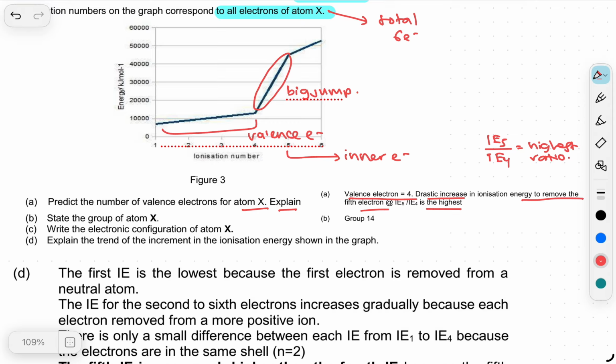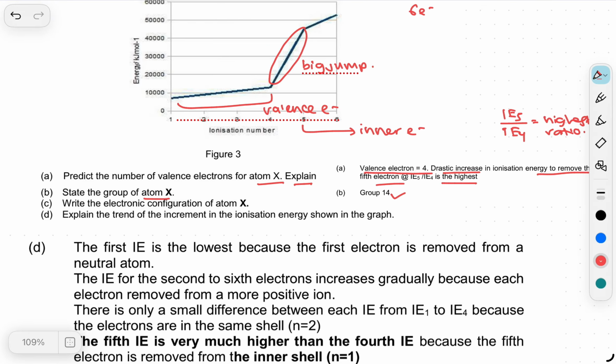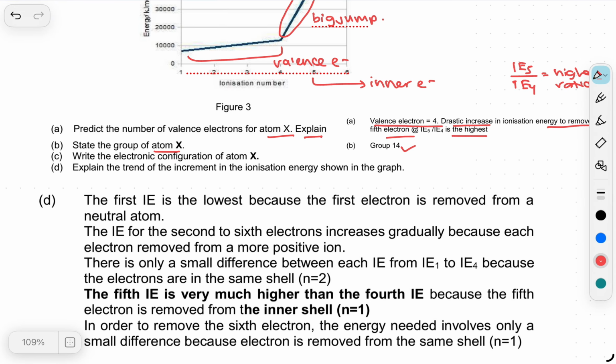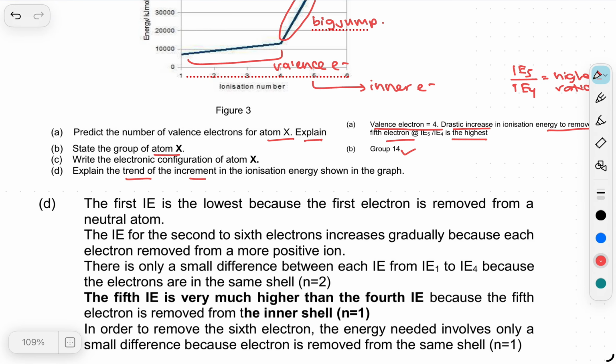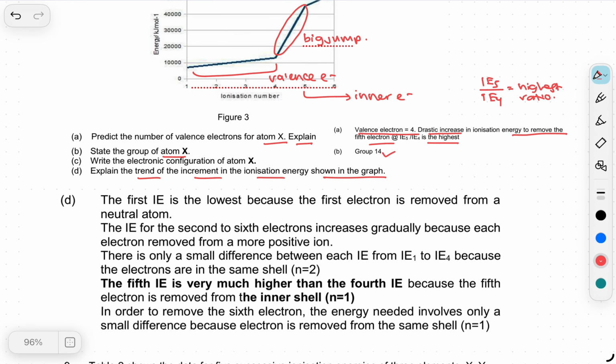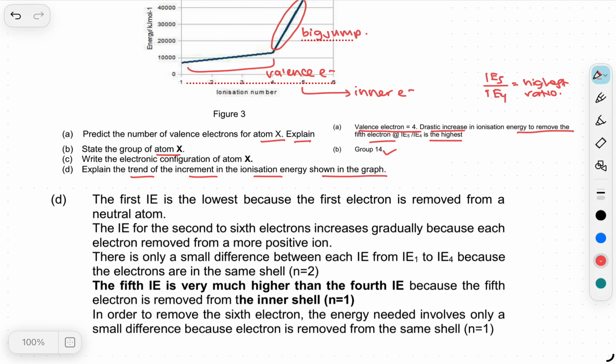Alright, next, state the group of atom X. Since it has 4 valence electrons, that would be group 14. And finally, explain the trend in the increment of ionization energy as shown in the graph. That means we have to start talking about everything, from the very first ionization energy. So let's have a look at that.